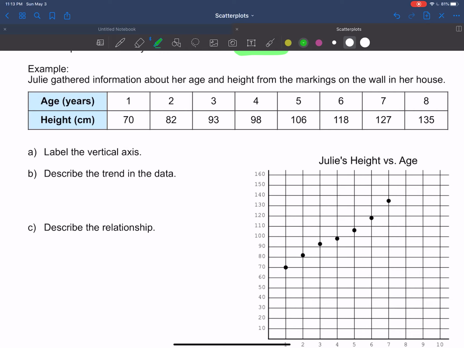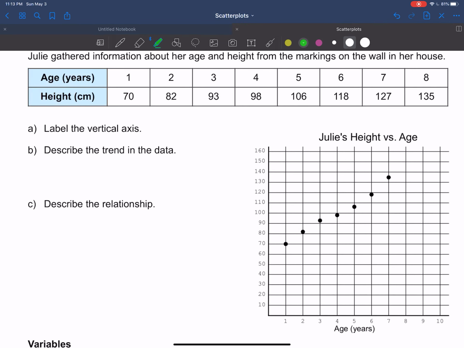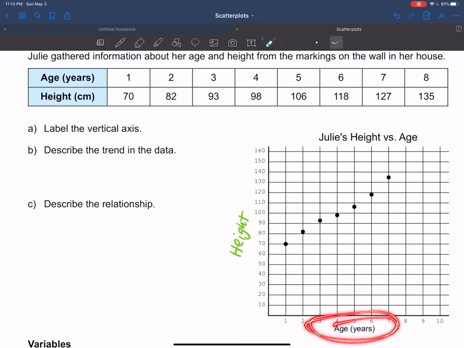So we have age and then height there. You can see that age is on the bottom axis and height would go on the other one. So the vertical axis is our dependent variable, because height is going to depend on her age. So this is independent and this would be dependent.